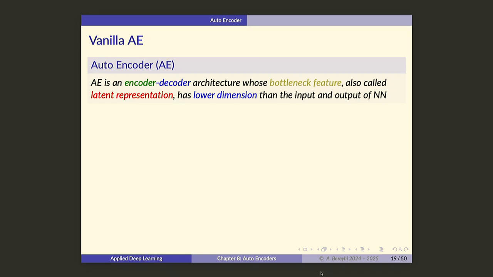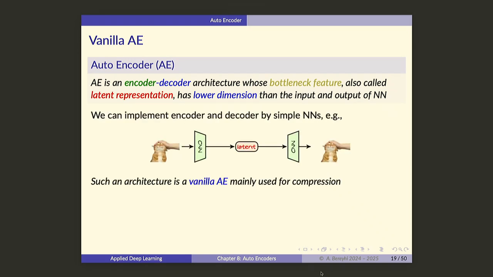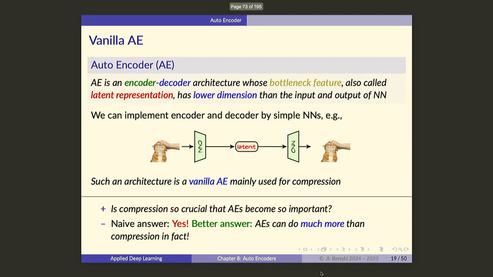So this is the idea of latent representation, and any autoencoder always contains one encoding and one decoding, exactly for the same purpose that I told you. So this kind of architecture that we have here is what we call a vanilla autoencoder, and its main purpose is to just compress the data. But you might ask me, is compression so important that the architecture somehow got a name?